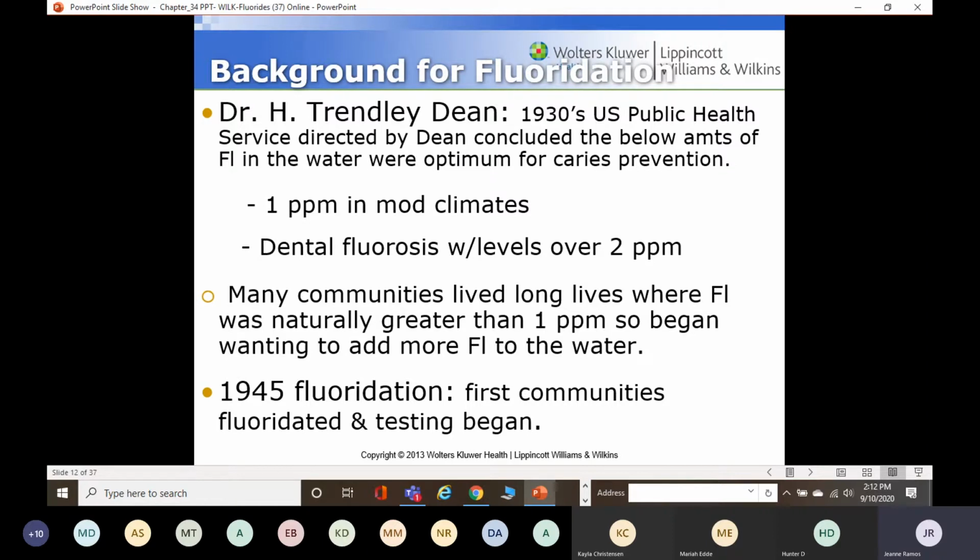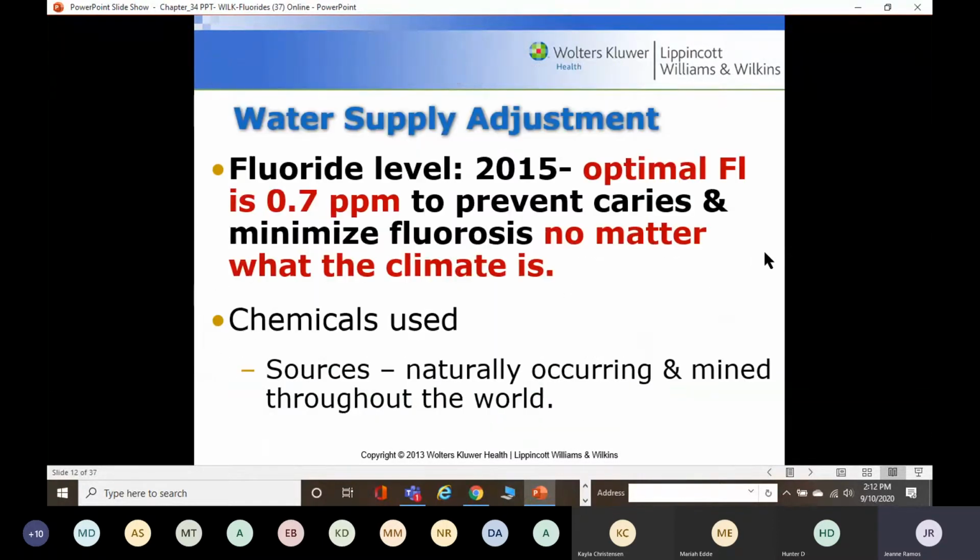So at that time, many communities lived long lives where fluoride was naturally greater than 1 part per million. So they realized that naturally they had 1 part per million, and they didn't have any ill effect, any poisonous effect on the people. So they thought they wanted to add more, just under 2. So they wanted to add a little more fluoride to the water to really help with the decay. So in 1945, fluoridation, first communities were fluoridated and testing began.